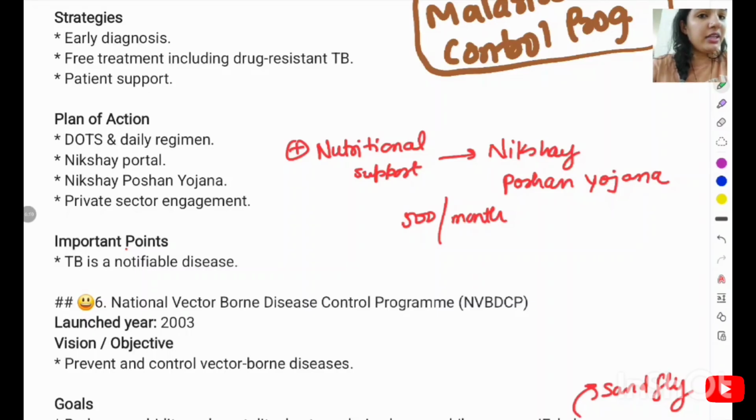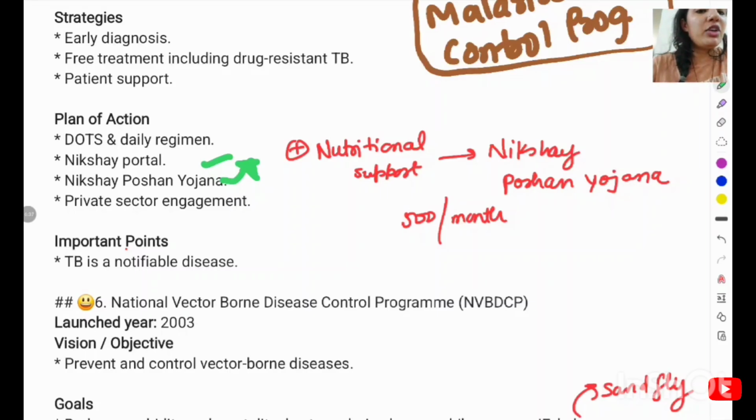Dose is given, directly observed treatment, short courses, daily regimens practice is given, and one of the important things is the Nikshay portal and Nikshay Poshan Yojana. So Nikshay is basically for nutritional support, where the government is giving money for the nutrition of the TB patient, and private sector management engagement is there.